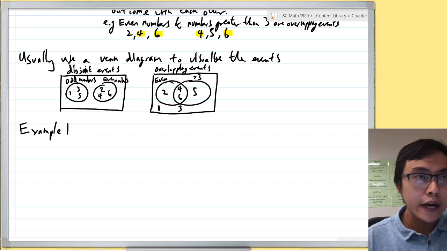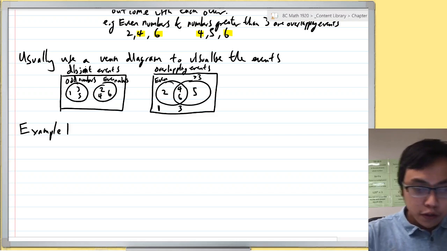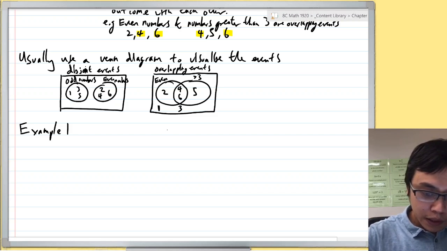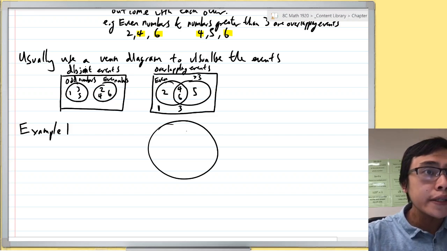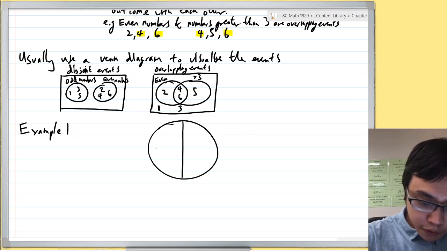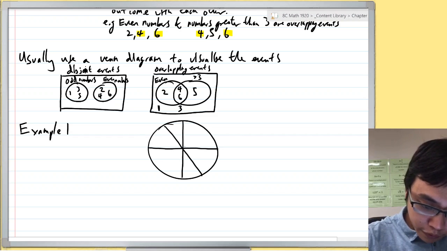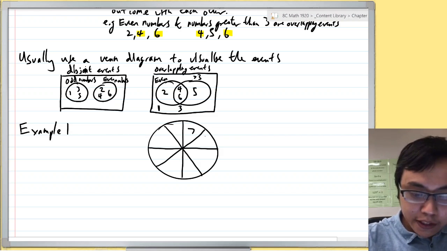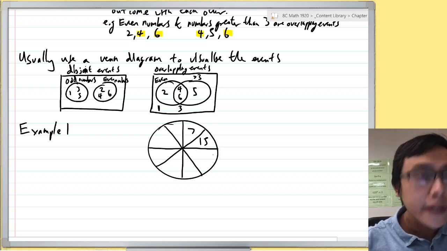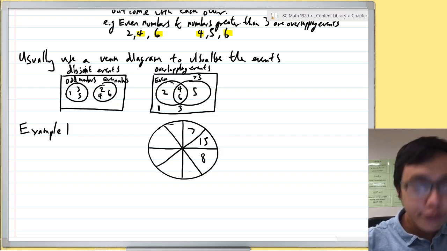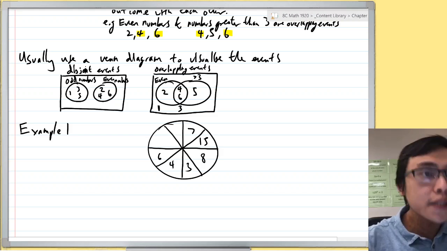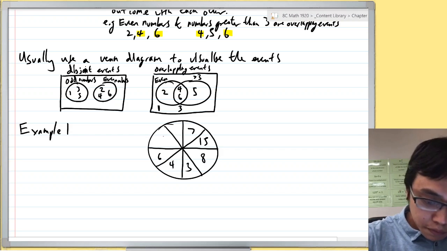Let's have a look at a number spinner. So we have a spinner. Let me draw a spinner, and it is split into quite a few numbers. There are 8 numbers over here. So we have 7, 15, 8, 3, 4, 6, 9, and 2.